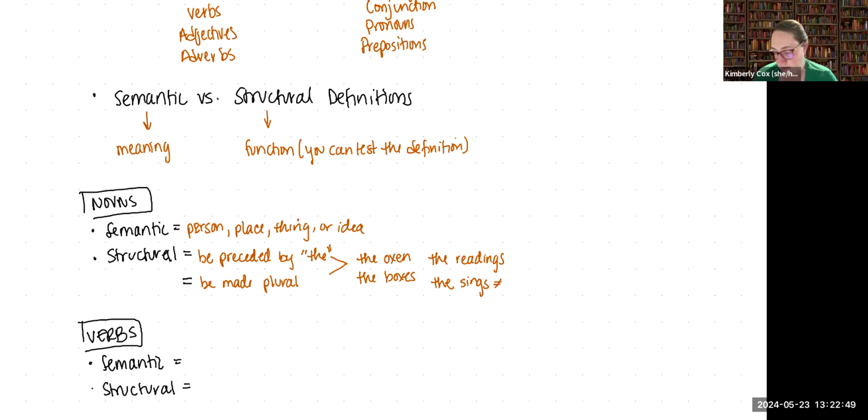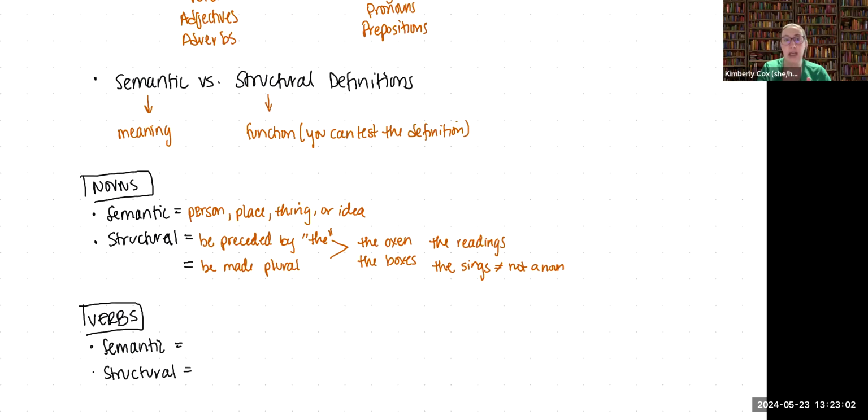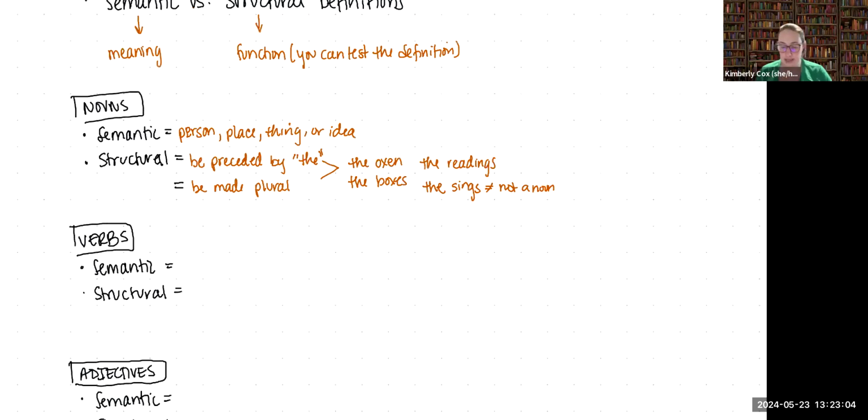Not a noun, right? That does not work. And that's because sings is a verb. Okay. So the semantic definitions are going to, for the most part, allow us to test things pretty concretely. So let's take a look at verbs then.